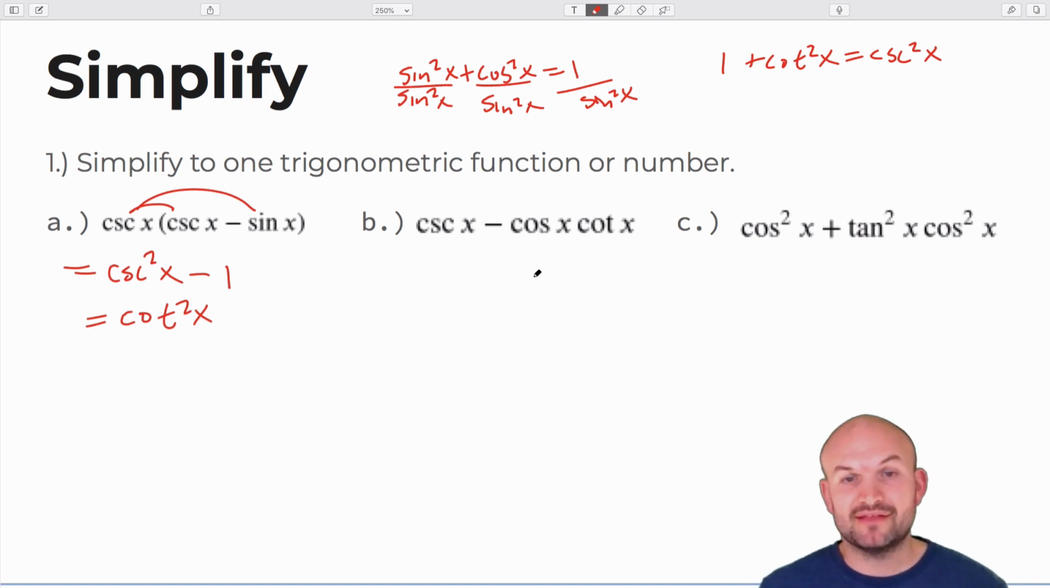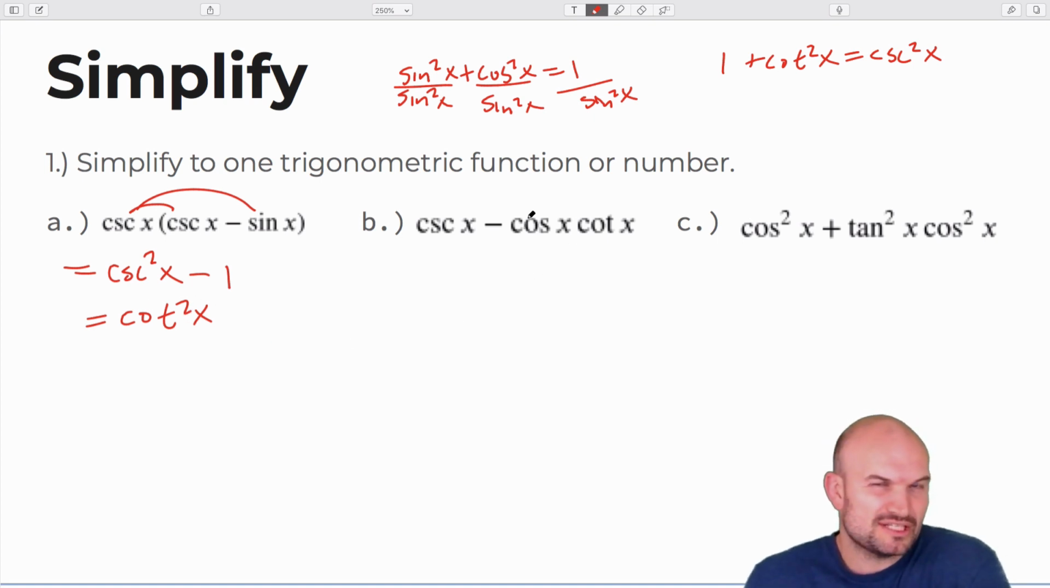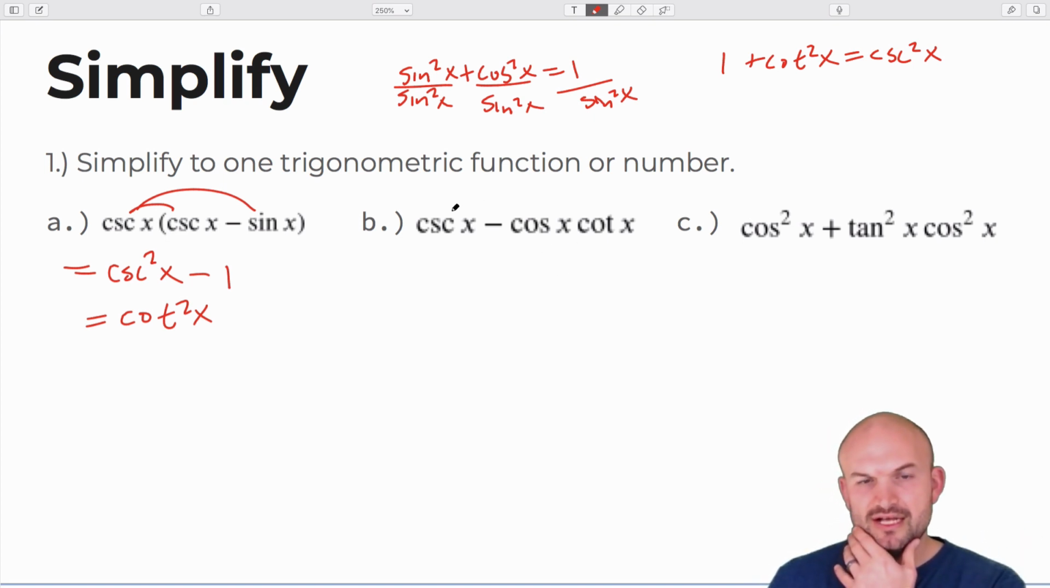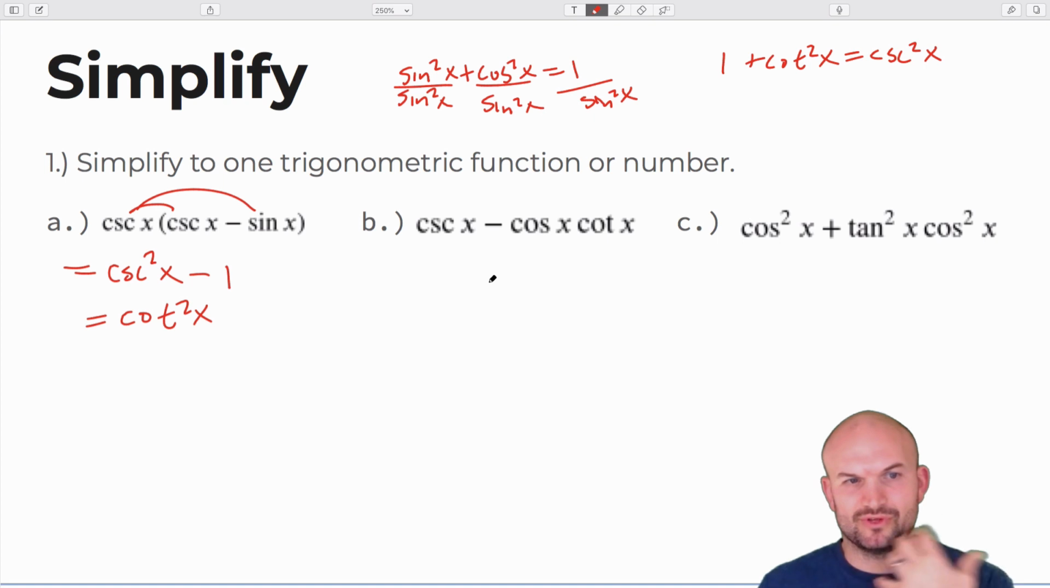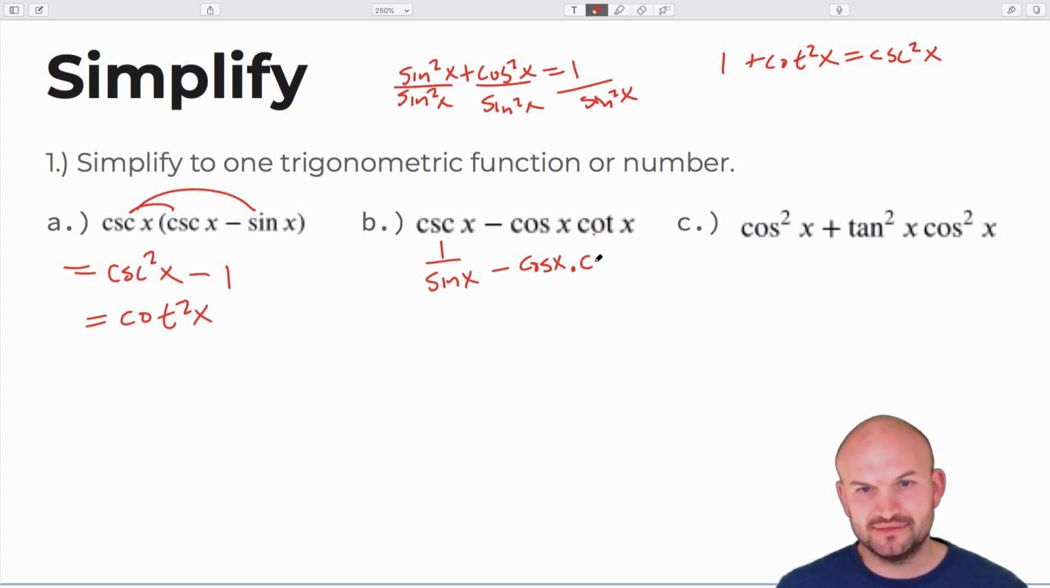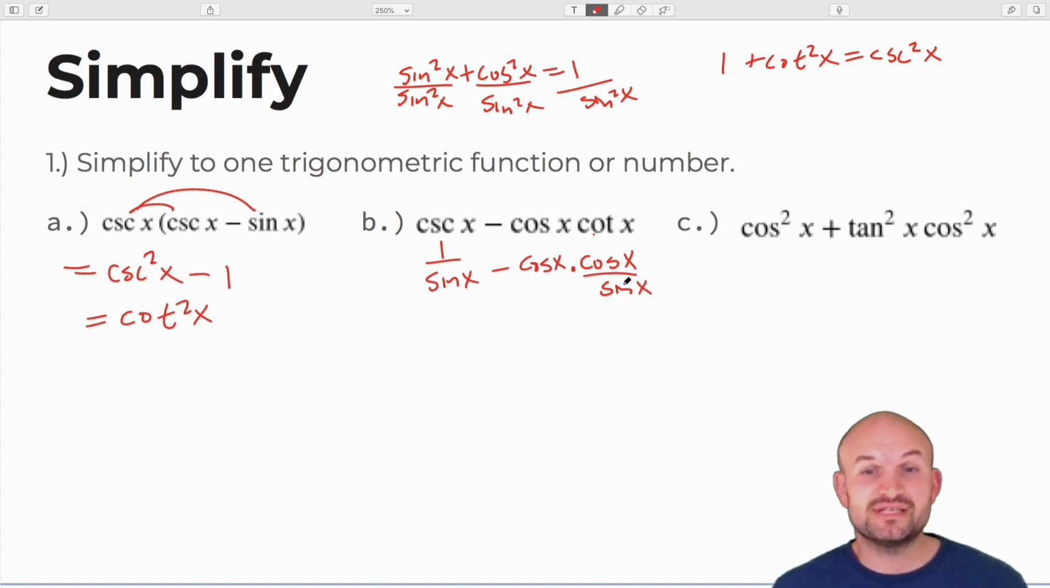Now in this next one, I can multiply these, but what is cosine times cotangent? That's why we practiced last chapter. I don't notice anything that can be applied or simplified, so I'm going to use the quotient and reciprocal identities to rewrite each of my terms. Cosecant, I'm going to rewrite as 1 over sine of x, minus cosine of x. I'm going to leave that as is, because I see that cotangent of x can be cosine of x over sine of x.